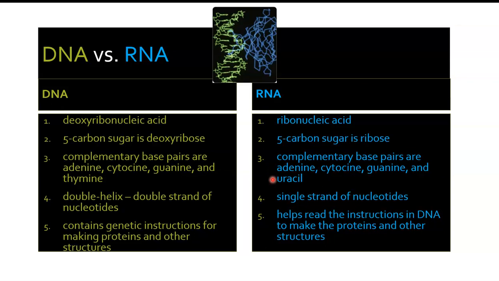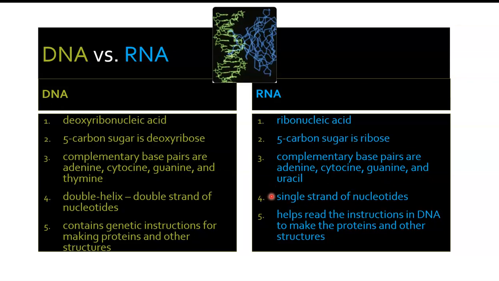Whenever you're pairing up the bases in RNA, everywhere you think thymine should go, you have to replace it with uracil. So adenine bonds to uracil in RNA, and then the cytosine and the guanine are exactly the same like you would do for DNA.